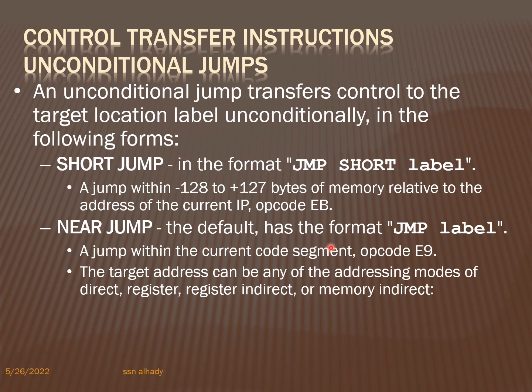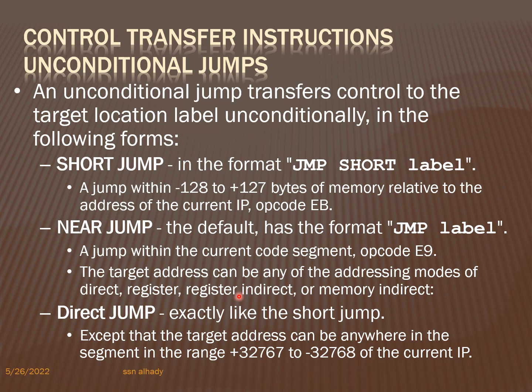Next, the near jump, the default, has the format jump label, where it can jump within the current code segment, and the opcode is E9. The target address can be any of the addressing modes: direct, register indirect, or memory indirect. You can have any of these addressing modes.